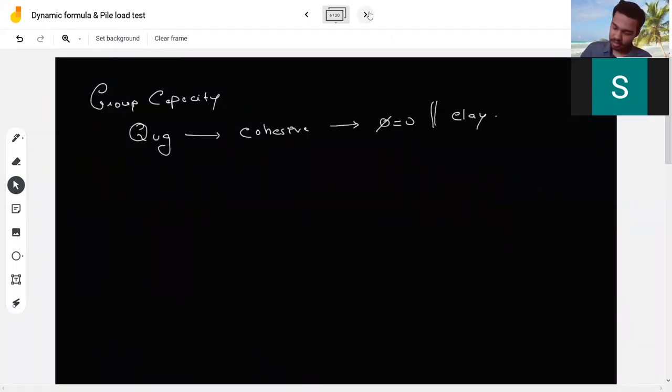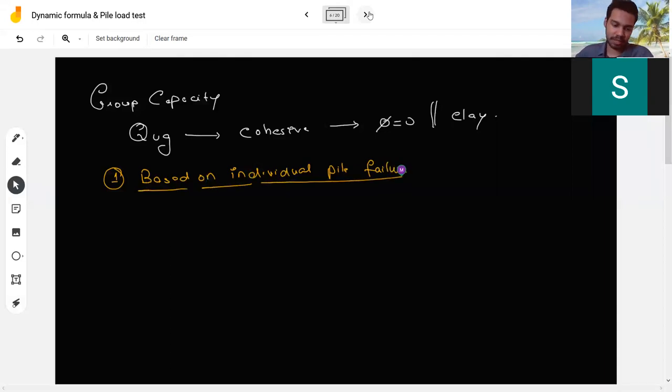So for a clay I will do the first time, that is based on individual pile failure. Okay. I have to derive a formula. It's very easy, not a big derivation that we have. So basically, for an individual pile failure, I can write my group capacity as equal to, that is QU is the ultimate load that a group of piles can carry. I means it is an individual pile failure case.